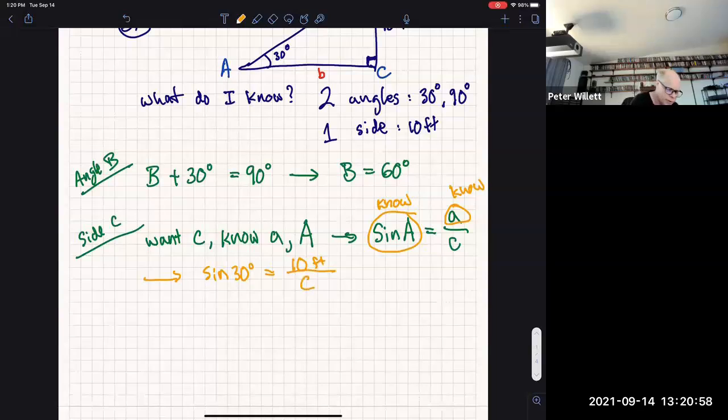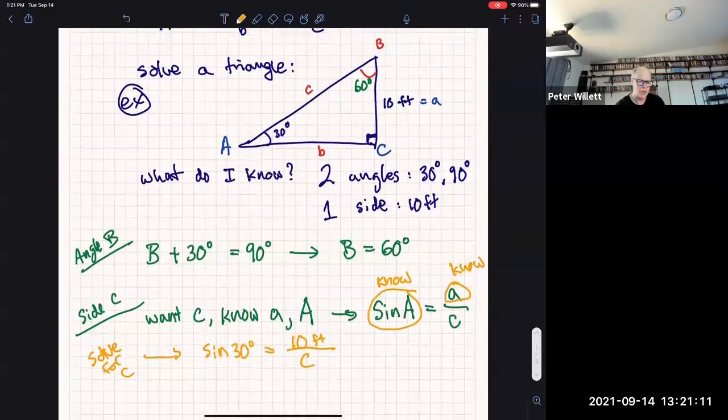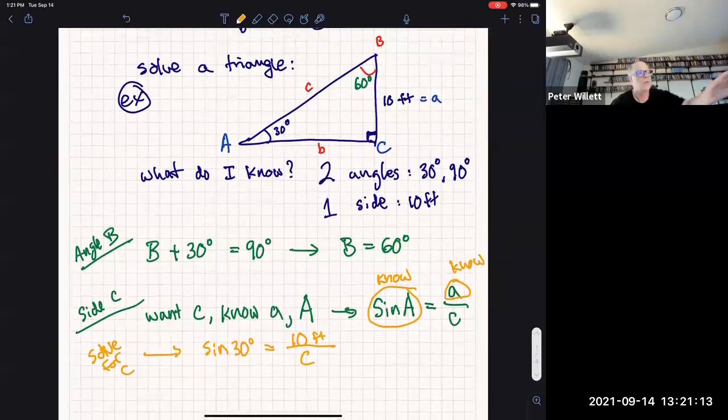And so then we solve this. Solve for C. So let me pause there and see if there are questions about how I set up this little equation to solve before I actually carry it out.